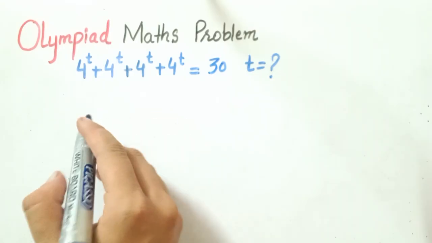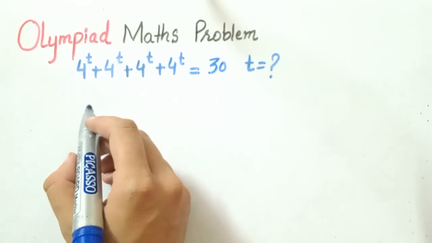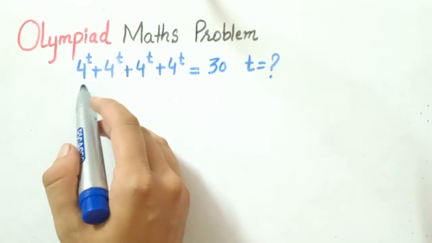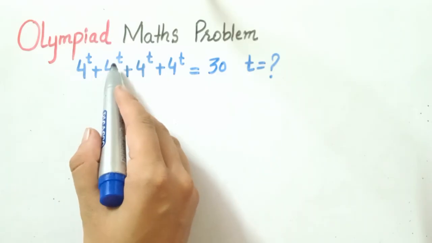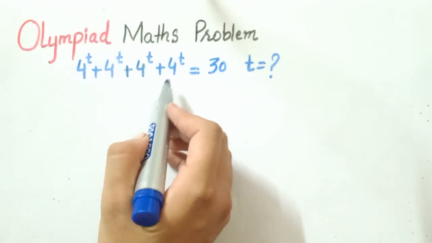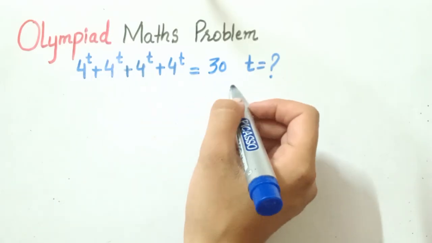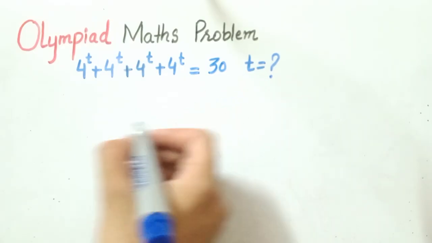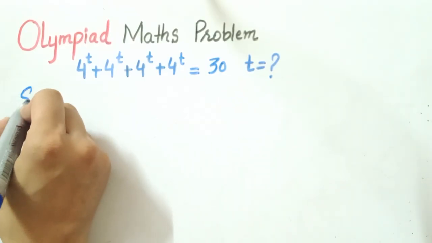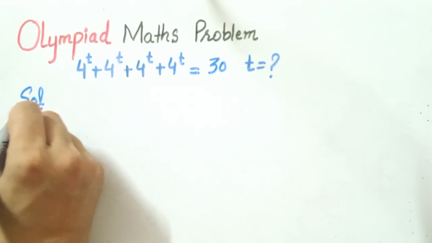In today's video we will solve a very interesting Olympiad math problem, that is 4 raised to power t plus 4 raised to power t plus 4 raised to power t plus 4 raised to power t equals 30. You have to find the value of t. So we will start solving this question.